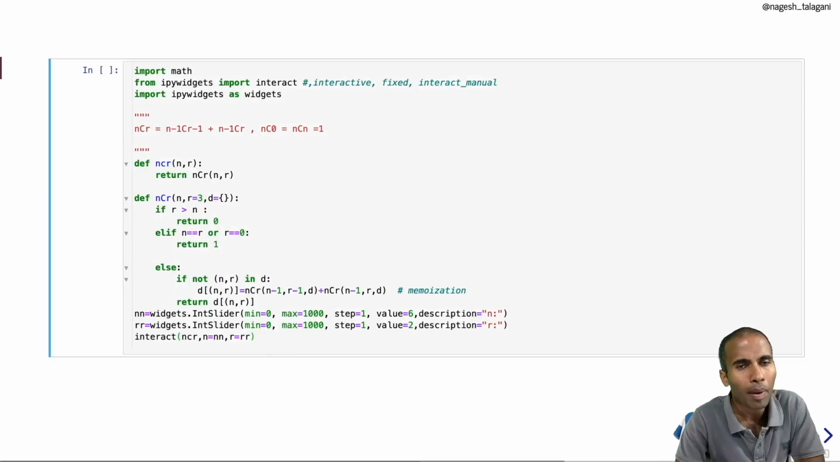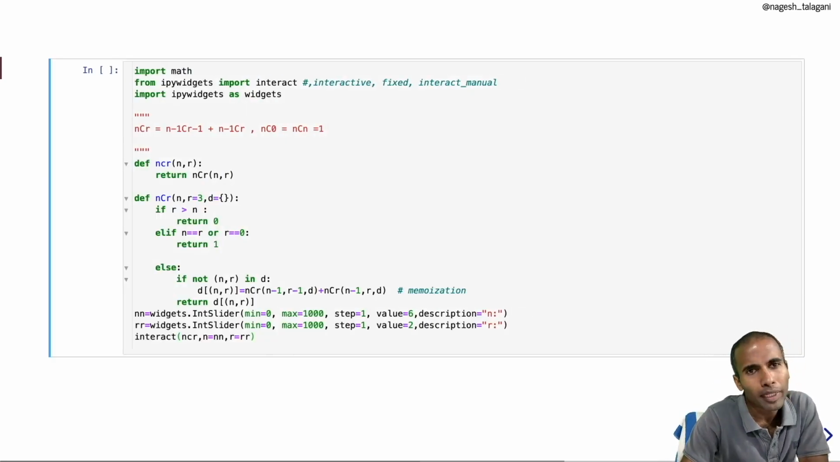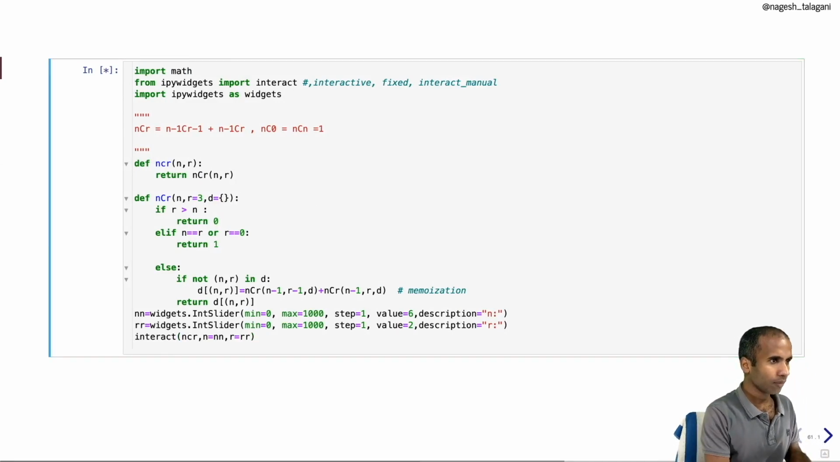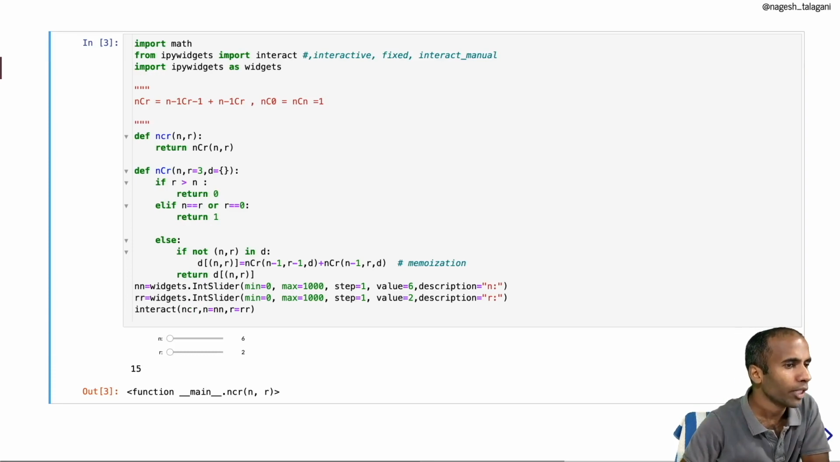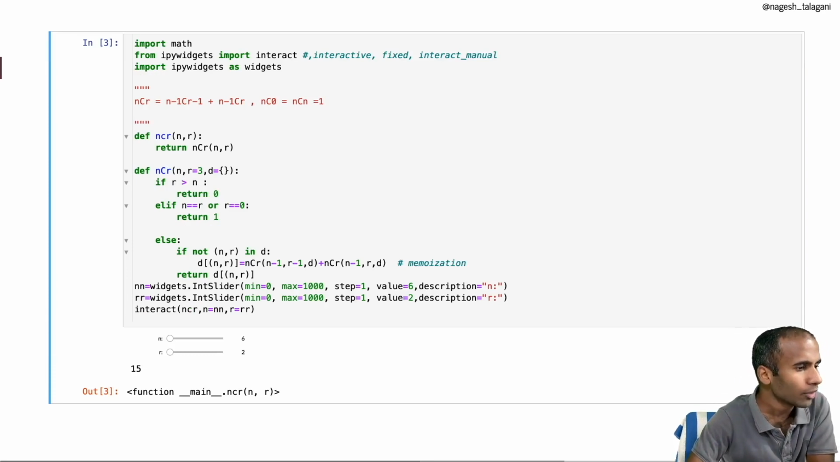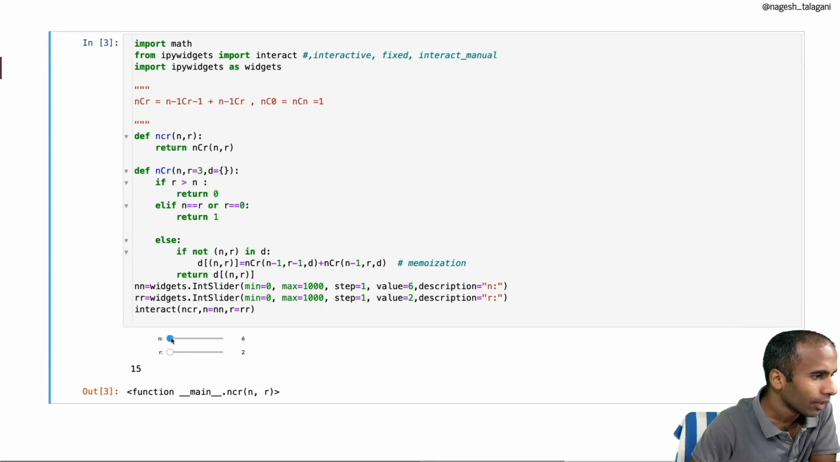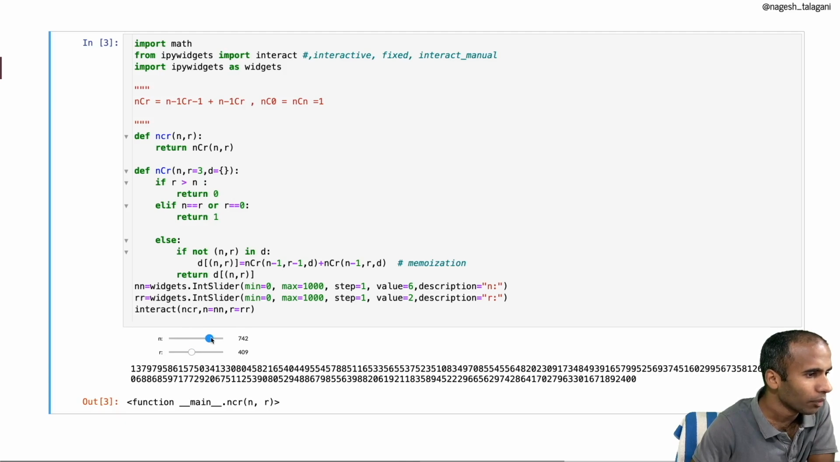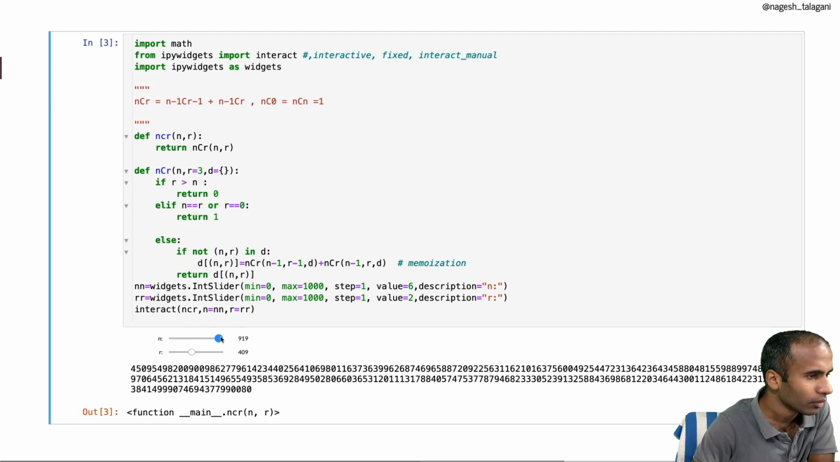See, using the memoization technique, this algorithm can be implemented very efficiently. Let me run it. Yeah, default 6 choose 2. 6 choose 2 value 15, we know. Let's check for others. See, it's computing very fast. See, I'm computing 1000 choose.